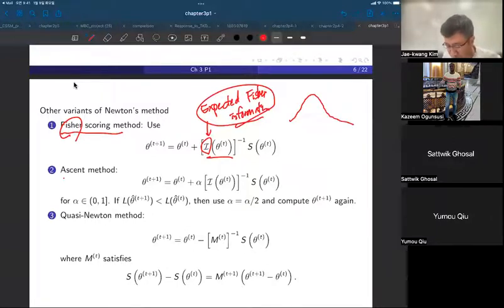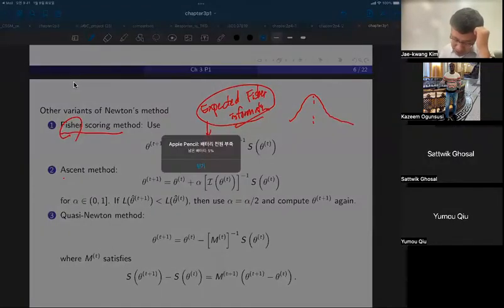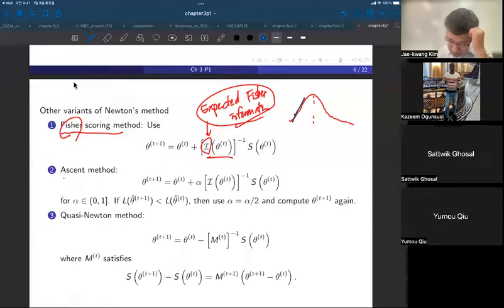Okay. So this is a log likelihood scale, right? This is the log likelihood scale, and the score function is essentially a tangent line, right? And the tangent line itself is a nonlinear function. So the ascent method basically addresses that sometimes, if you use this Fisher scoring method, you overshoot.